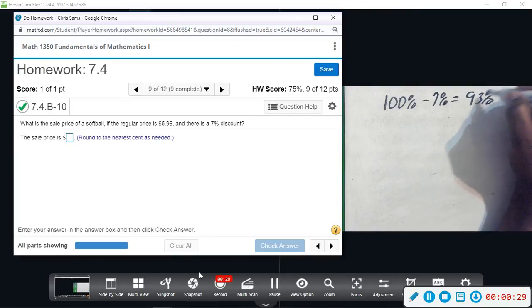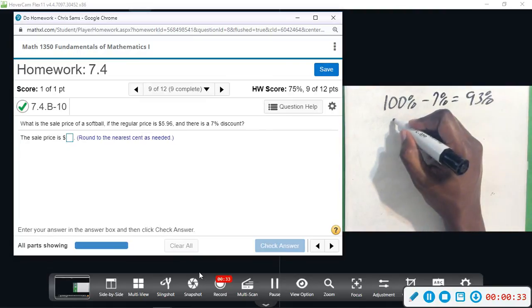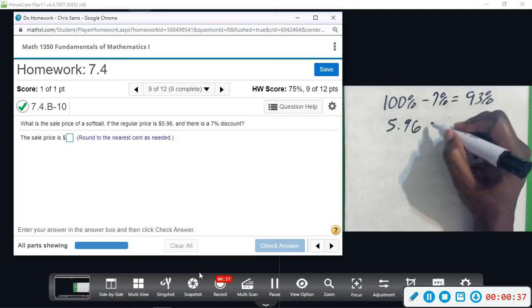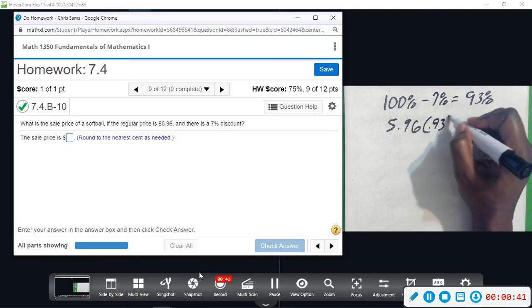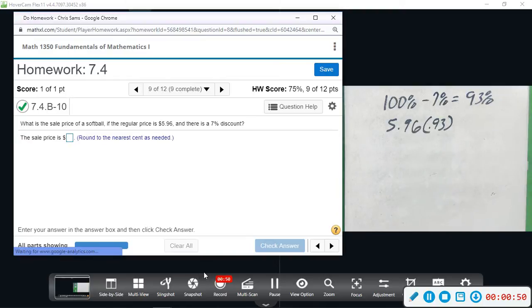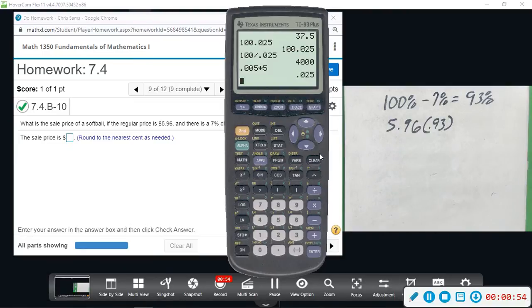That's what I'm paying. So I'm going to use this 93% and multiply it by the cost. So the cost is $5.96. 93 as a decimal would be 0.93. So if we multiply these two, this is going to give me the discounted price. 93% of this is the price with a 7% discount. So let's go compute that here.